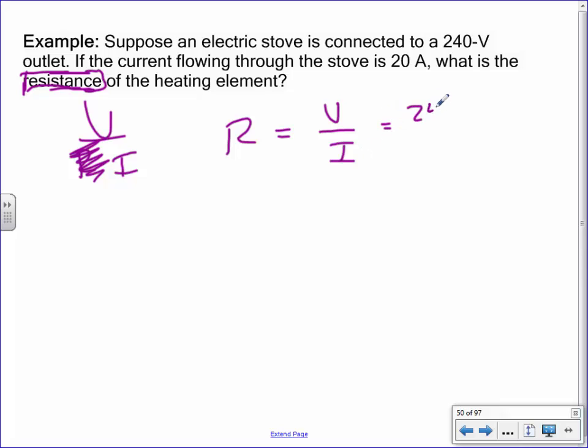Your voltage was 240 volts. Your current was 20 amps. So if you've got a cell phone or a calculator or something nearby, what's 240 divided by 20? Perfect. Now, whenever we measure something in resistance, the unit for resistance is called an ohm, and it's like this horseshoe shape. It's actually the Greek letter omega.